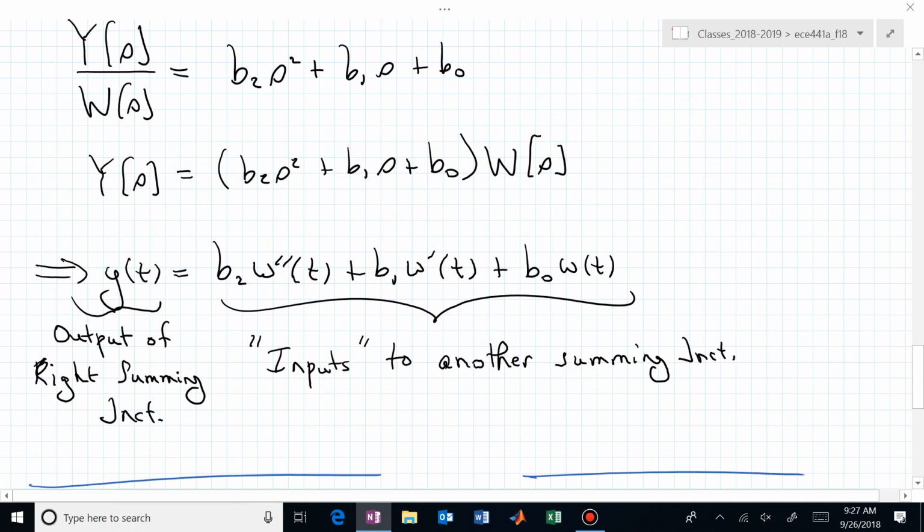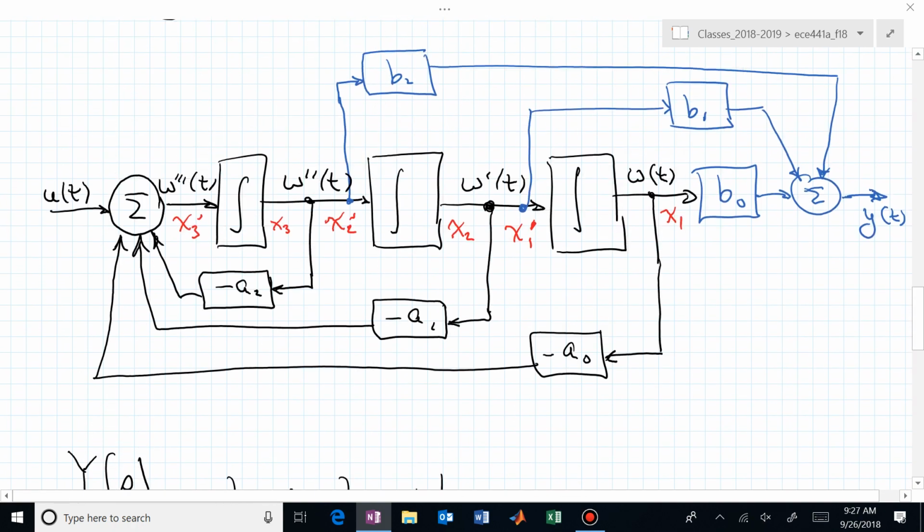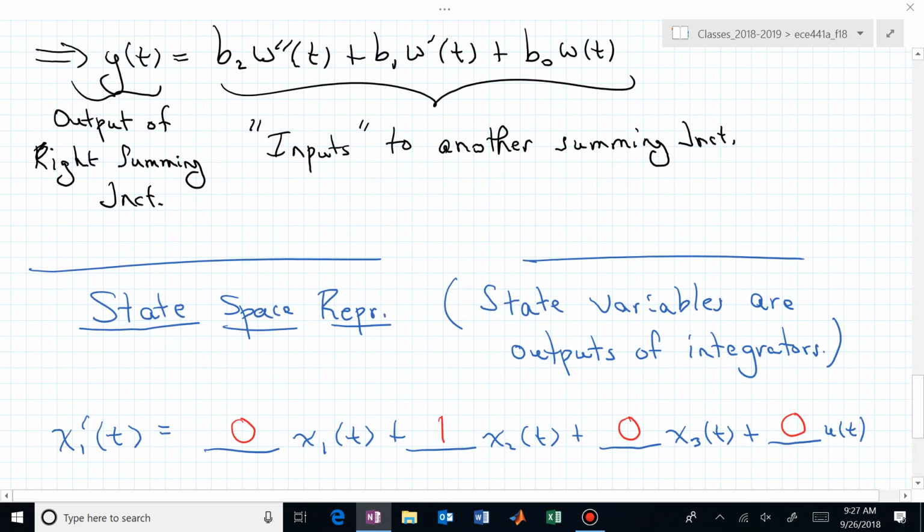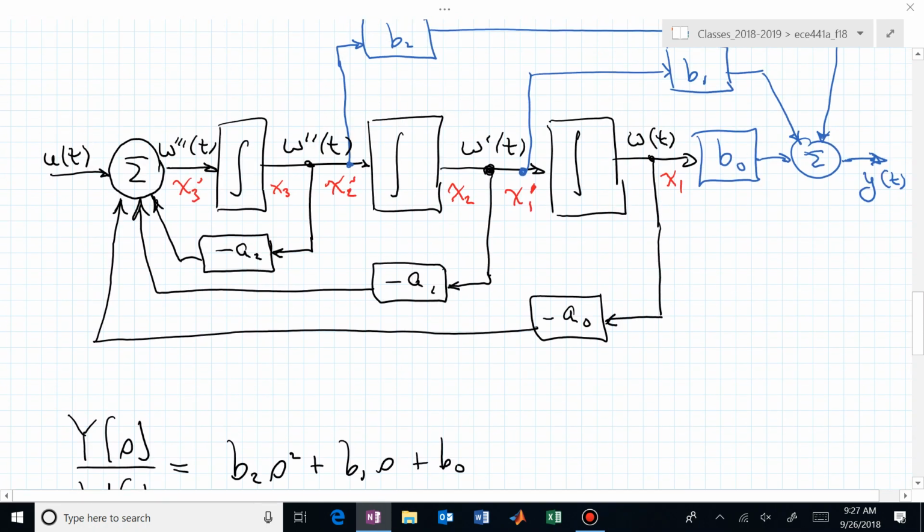We get some interesting blank fillers in this next one. X3 prime. We now need to write that in terms of some combination or scaled version of our state variables and input. X3 prime is just u of t, so we know that the u comes in with a coefficient of 1. X1 is weighted by minus a sub 0. X2 is weighted by minus a sub 1, and x sub 3 is weighted by minus a sub 2.